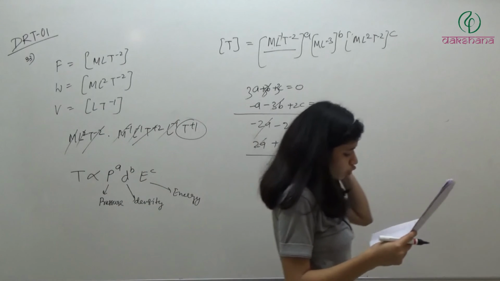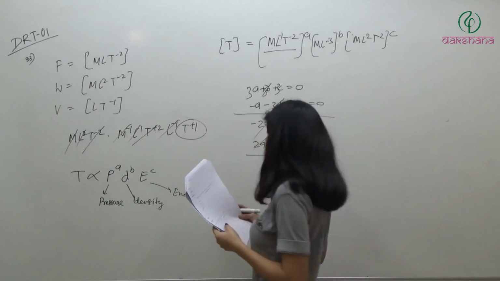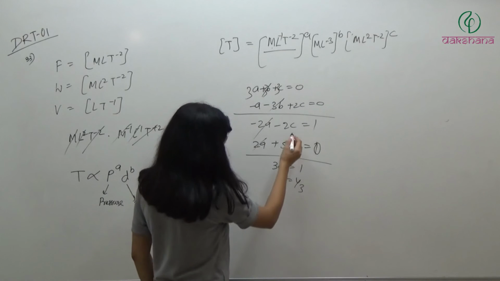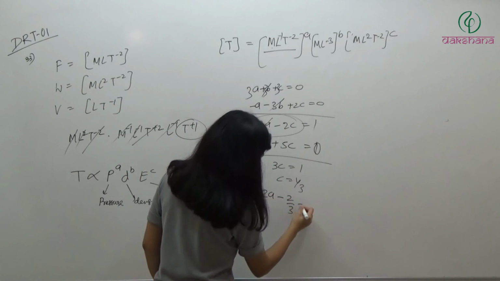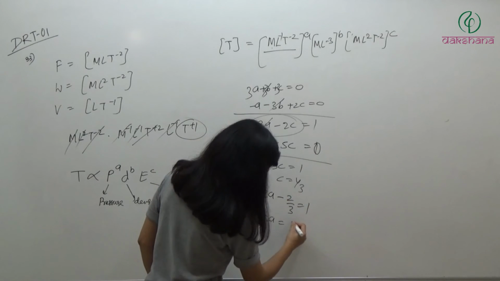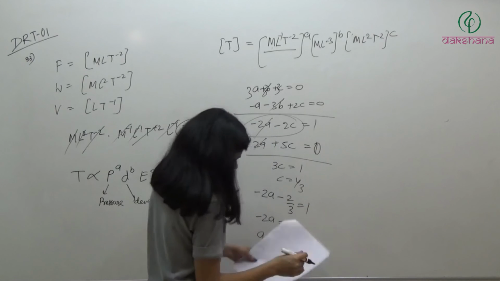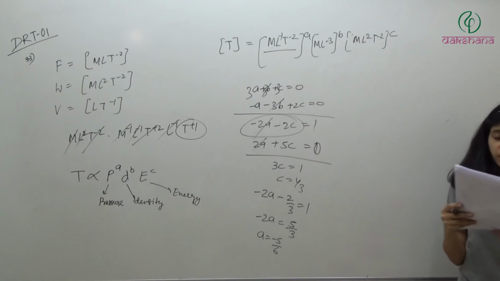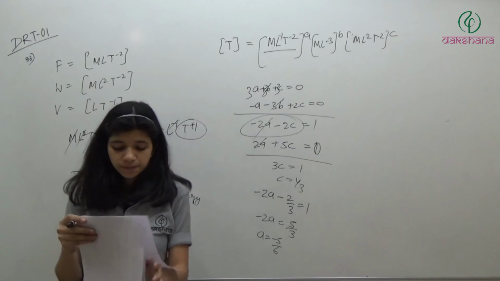It is given in the two options, first and second, so we will have to find out one more quantity. If C is equal to 1 by 3, from here what we can write: minus 2A minus 2 by 3 is equal to 1. So minus 2A is equal to 5 by 3 and A is equal to minus 5 by 6. So A is equal to minus 5 by 6 and C is equal to 1 by 3 is given only in the first option. So the first option will be the correct answer.